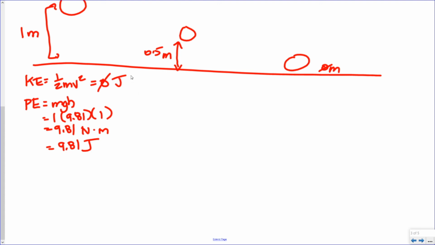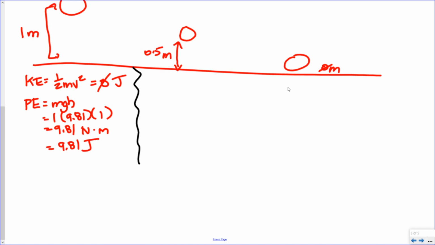What about when it is halfway down? What's our kinetic energy and what's our potential energy? We said it should have some of both, right? So kinetic energy, we don't actually know. Let's not do this one. Let's do this one at the end.